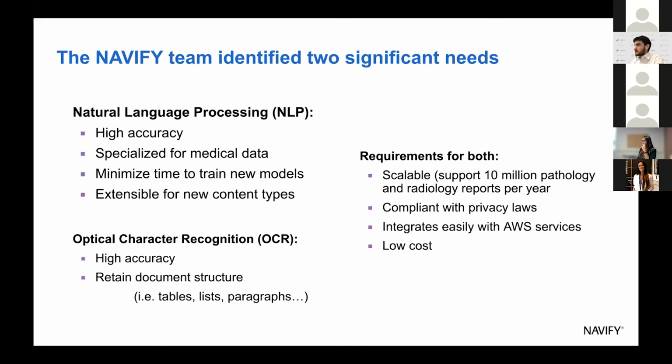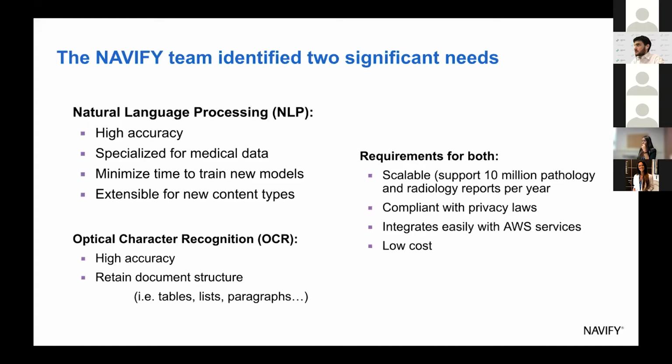And we need NLP with high accuracy, specialized for medical data, with minimized time to train models, and that can be extended for new content types. We need OCR with high accuracy and ability to retain document structure like tables, lists, and paragraphs. We had a bunch of requirements from tools and services that could help us achieve this task, like scalability, compliance, low cost, ability to run on-prem or in the cloud.